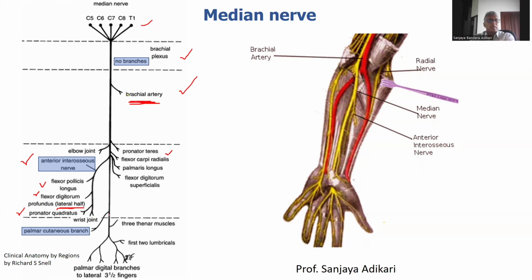Then the other important thing is the palmar cutaneous branch of the median nerve, which is given off just proximal to the carpal tunnel, and therefore it is spared in carpal tunnel syndrome. The thenar muscles, the first 2 lumbricals, and the cutaneous digital branches to the lateral 3.5 fingers are all supplied by the median nerve, which passes through the carpal tunnel. So in carpal tunnel syndrome, these structures can get affected, sparing the skin over the thenar eminence because of the palmar cutaneous branch.